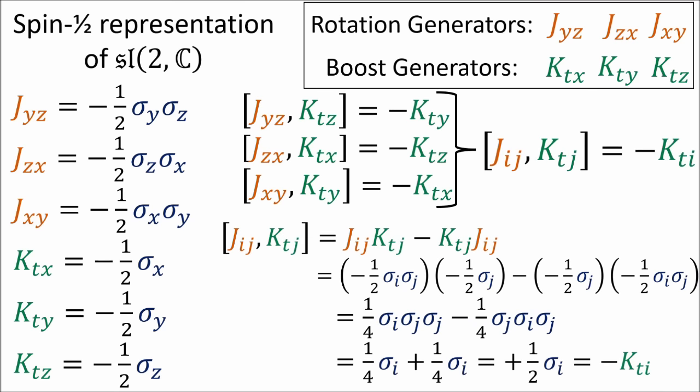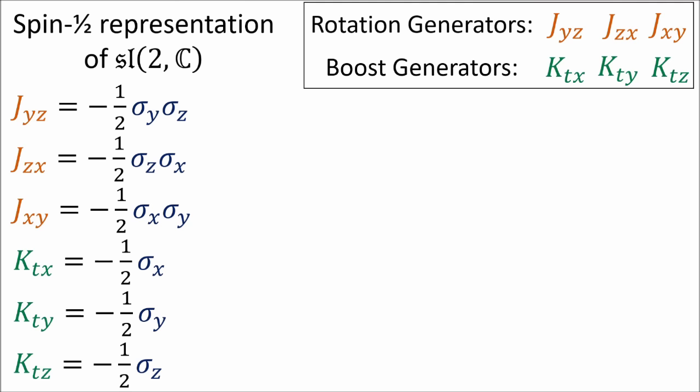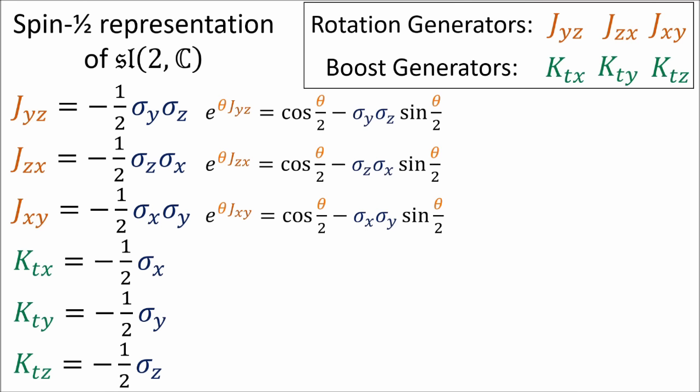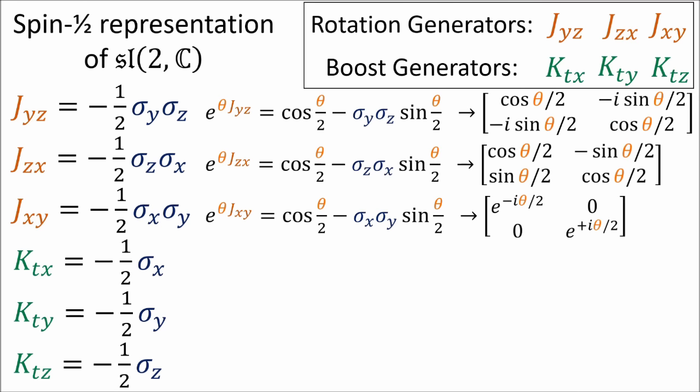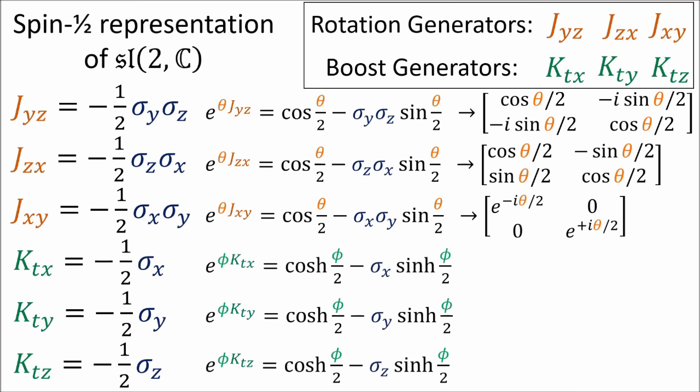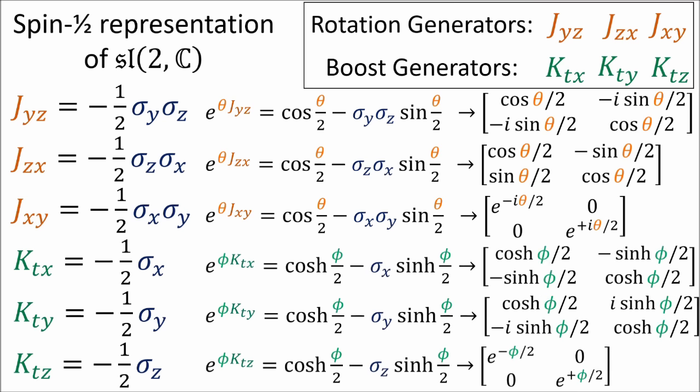Now, we've already seen that when we exponentiate the bivector generators, we get 2x2 rotation matrices that rotate spinors. And now, when we exponentiate the vector generators, we get 2x2 boost matrices that transform spinors. Notice that these boost matrices use hyperbolic trig functions. This is because the Clifford algebra vectors square to plus 1 instead of minus 1. And so the Euler's formula Taylor series has a bunch of plus signs, which give us hyperbolic trig functions instead of circular trig functions.